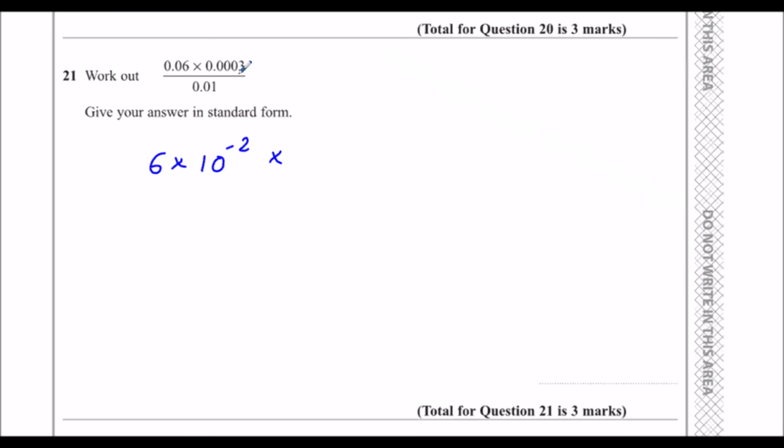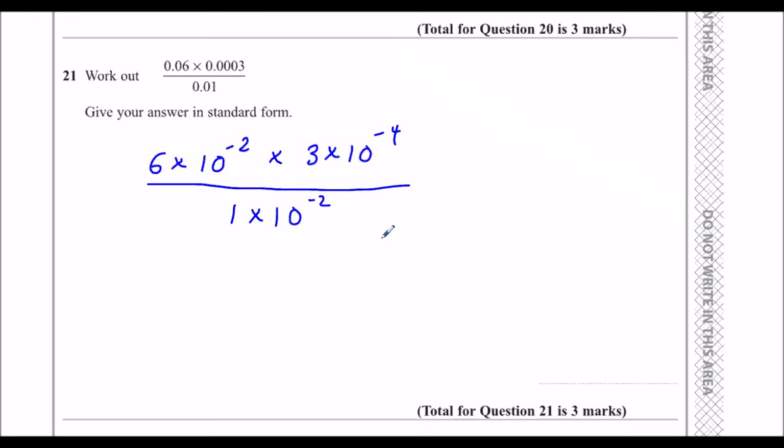For 0.0003, that's 3, and divided by 10, 1, 2, 3, 4 times. And 0.01, that's 1, and divided by 10 twice. So we've got 6 times 10 to the power of minus 2 times 3 times 10 to the power of minus 4 over 1 times 10 to the power of minus 2.